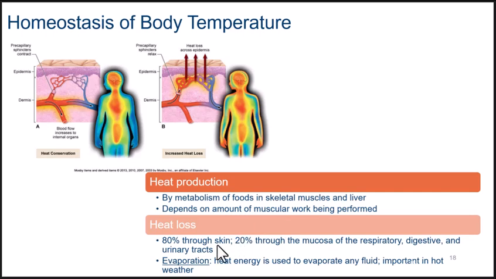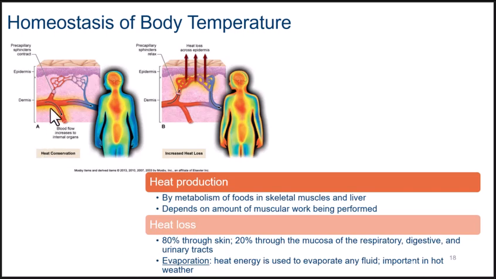In terms of heat loss, 80% or more is lost through your skin and 20% is lost through mucosa of your respiratory, digestive, and urinary tracts. Evaporation is an example of how the body can lose heat in order to cool down. So heat gets transferred from your blood vessels to your epidermis, which allows for heat loss. And that's important when you're in a hot environment in order to cool your body down.